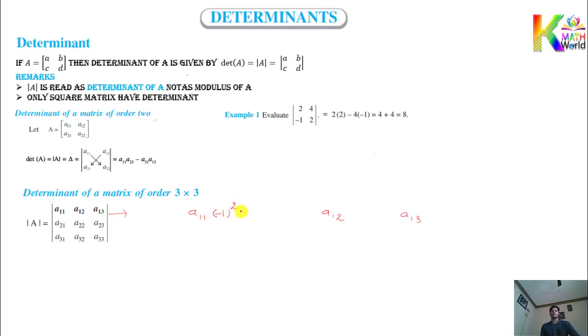So minus 1 raised to 2, that will be positive. It means you got positive sign of which one? A11. So I am going to indicate it here positive.